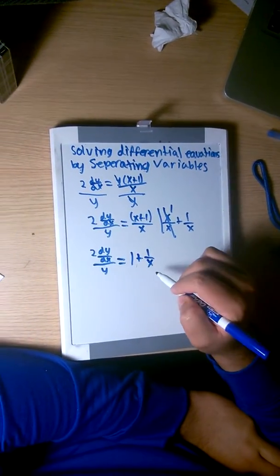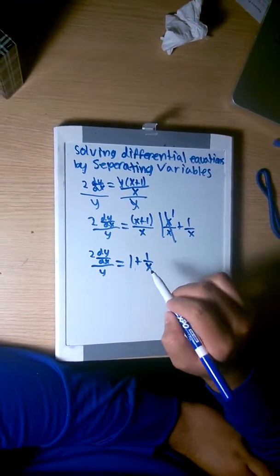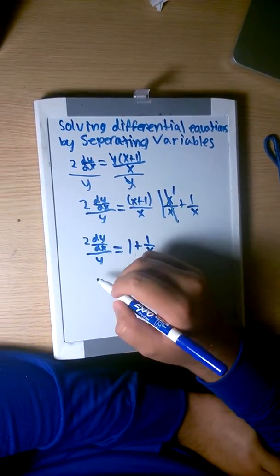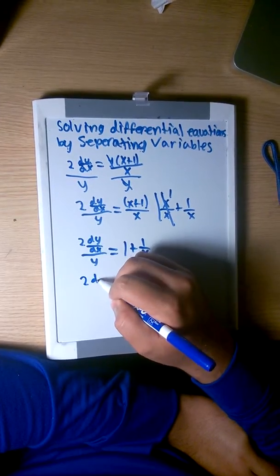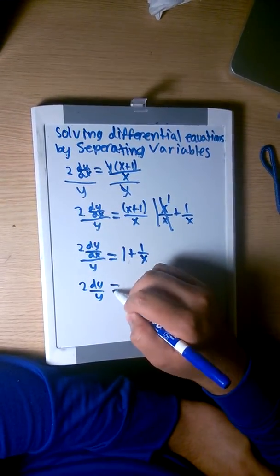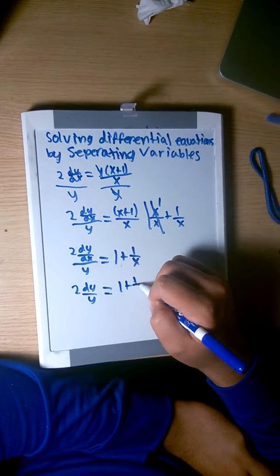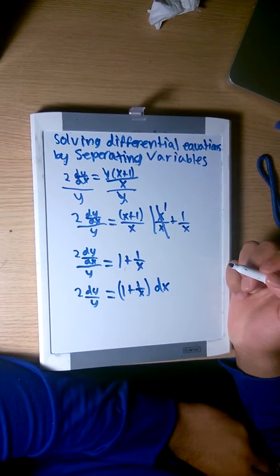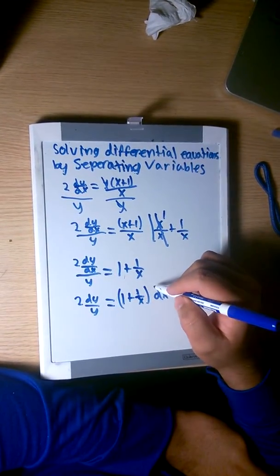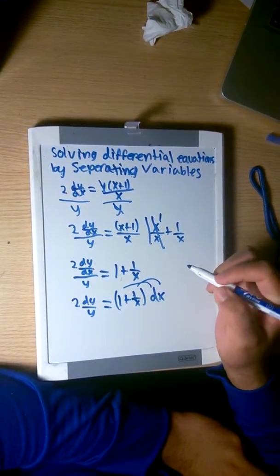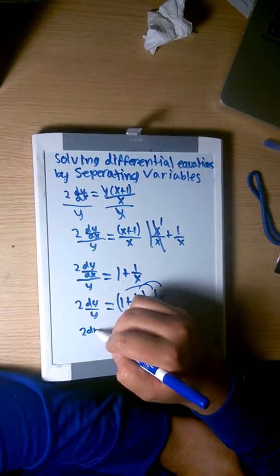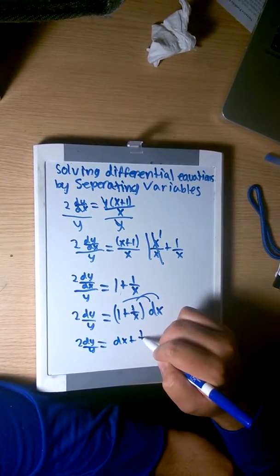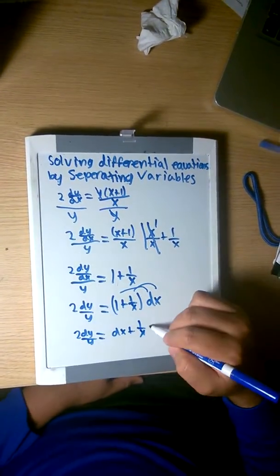Alright, now that we clean this up, let's try and move the dx over to the right side. To do this, we need to multiply this side by dx and also multiply this side. So our equation will be 2 dy over y equals (1 plus 1 over x) and all that times dx. Now, we multiplied the dx by whatever is inside the parentheses. So we get 2 dy over y equals dx plus 1 over x dx.